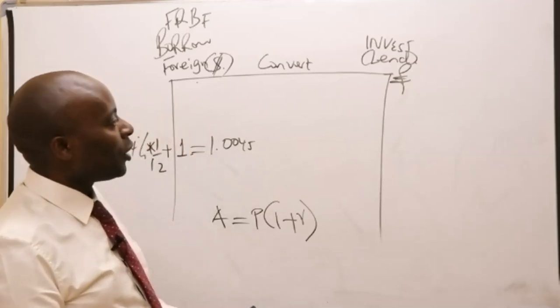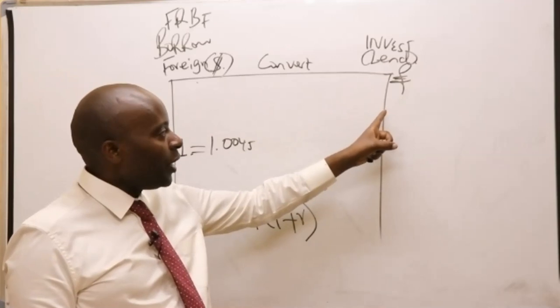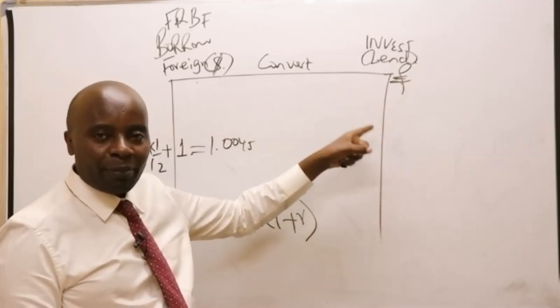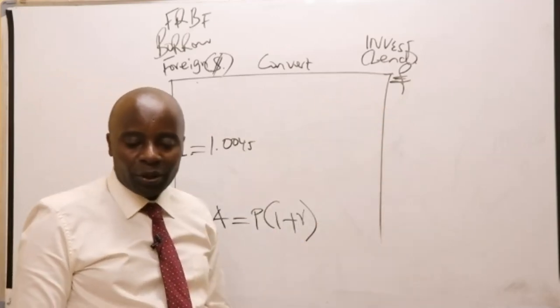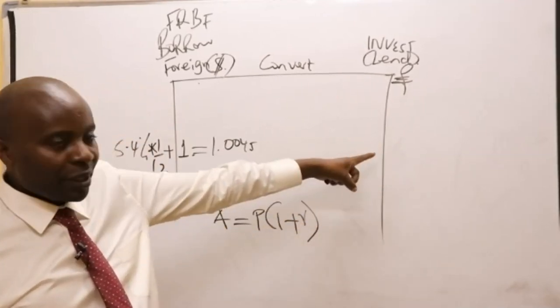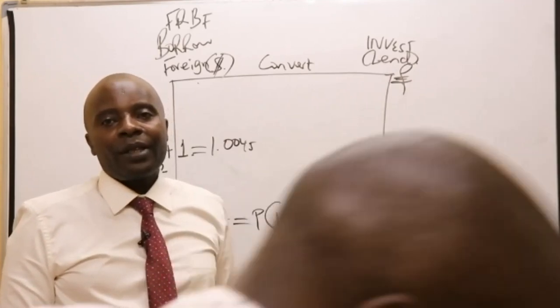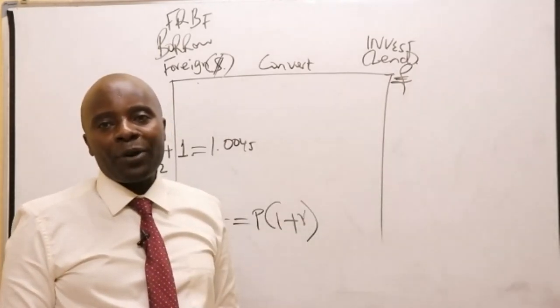Now, ladies and gentlemen, I will come and look at the other side of the coin. The other side of the coin, we have here lending the pound. So lending the pound, I would want you to calculate this parameter for me. Tell me you are getting 1.0 what?